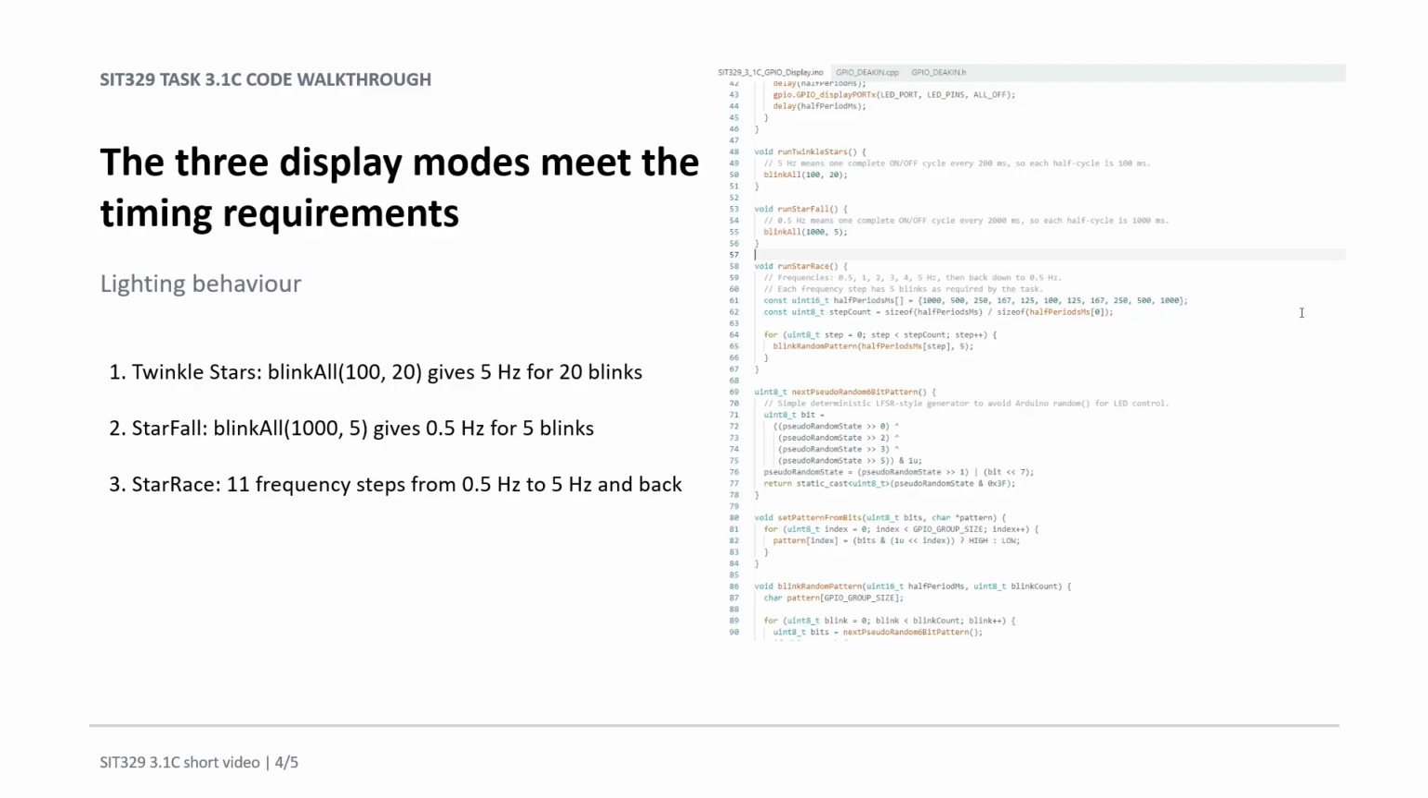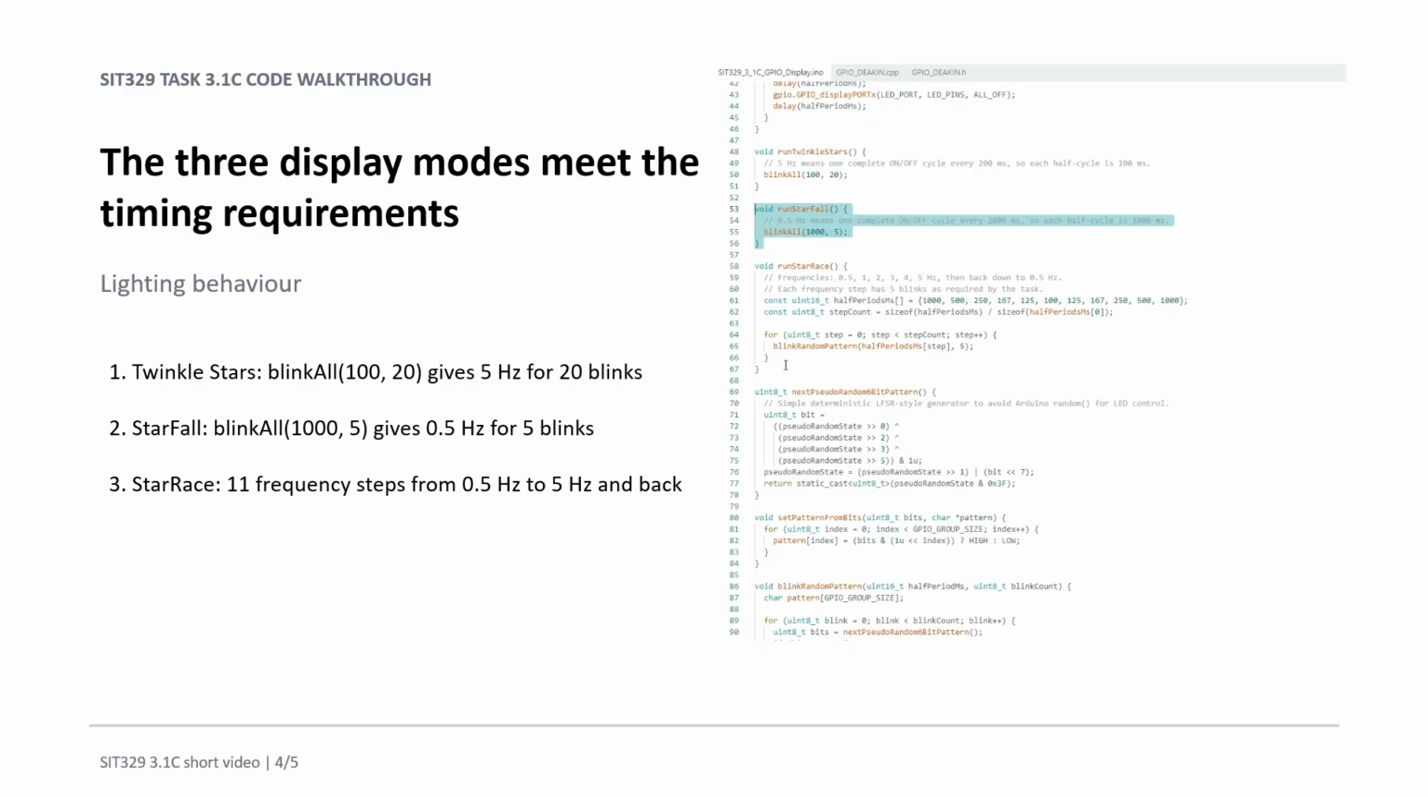Display timing is handled by delay, which is the only Arduino API function used for lighting timing. In Twinkle Stars, blink all is called with a 100 millisecond half period. One full on-off cycle is therefore 200 milliseconds, which is 5 Hz. In Starfall, the half period is 1000 milliseconds, so one full on-off cycle is 2000 milliseconds, which is 0.5 Hz.